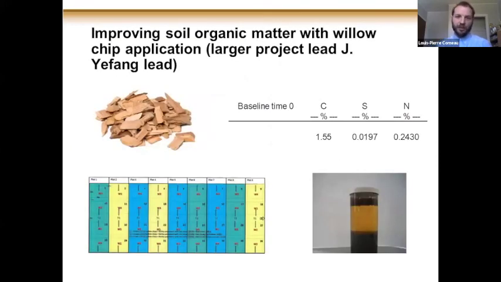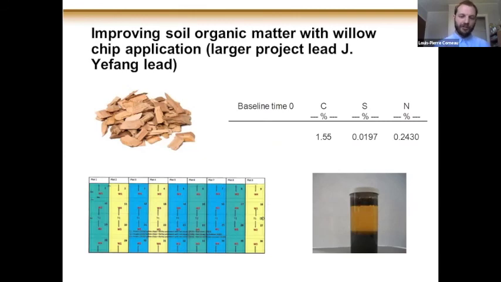Another project that we are evaluating, the potential for carbon sequestration in the region, is adding willow chips into the soil. This is a larger project led by Yifeng Lab in PEI, where they are looking at the big picture: that the willow can fix nitrate in the soils.